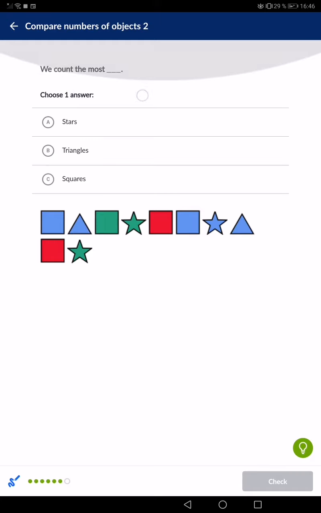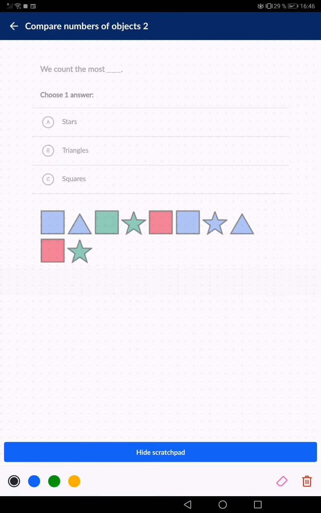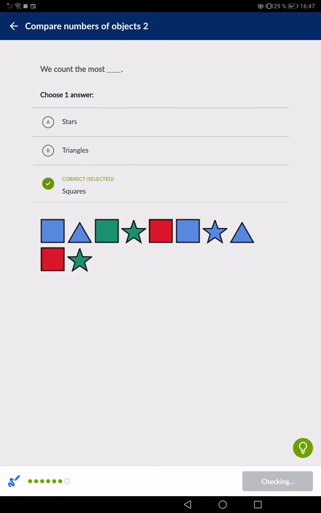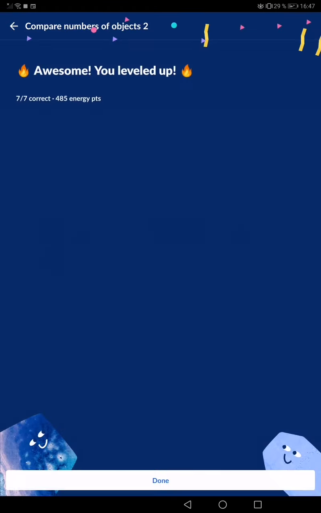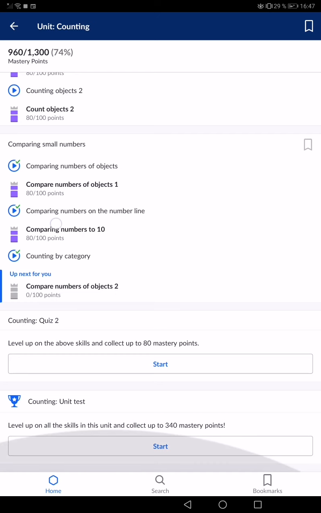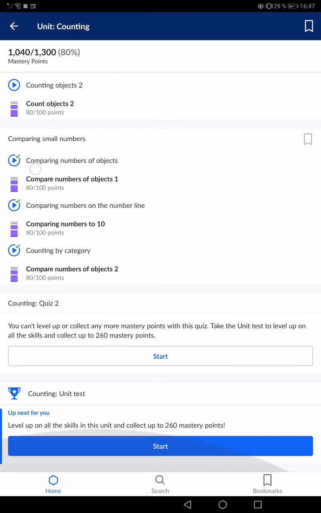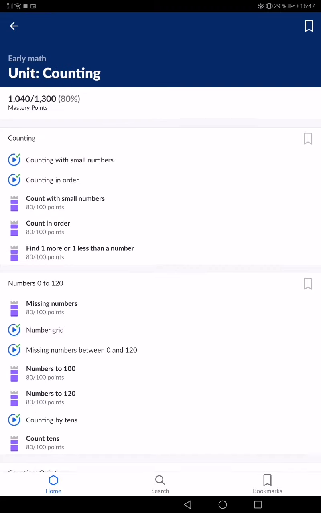Okay. If we count the most. I mean, is it by color? It's not by color, it's by form. We have 1, 2, 3. We have 1, 2, 3, 4, 5. And just 1, 2 of those. So most squares. We have many squares. And this is done already. Alright. Now, we are up for the unit test.